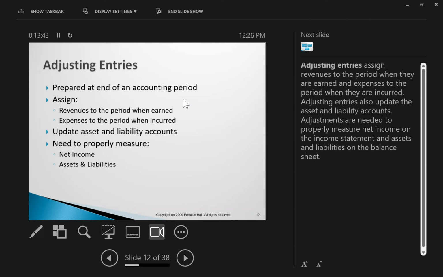Those are the only accounts. The asset and liability accounts, that's it. Adjustments are needed to properly measure net income on the income statement and assets and liabilities on the balance sheet. So if we don't do these adjustments, we are not going to accurately reflect the information on our financial statements. So we're going to assign revenues to the period they were earned, expenses to the period they were incurred. This way we'll properly measure net income, assets, and liabilities.